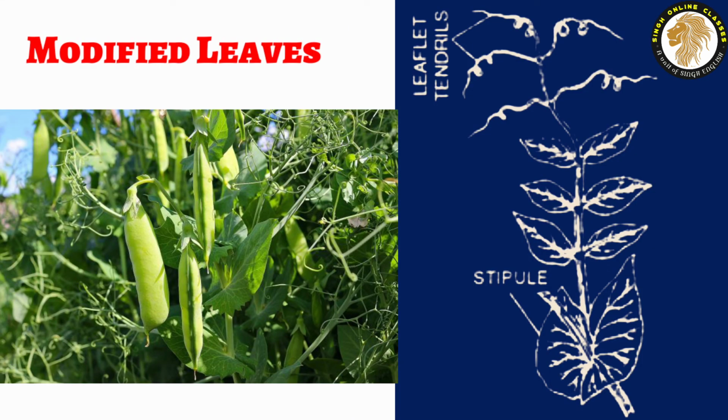Now move on to modified leaves. What are modified leaves? In certain plants, the structure of leaves is changed in a natural way. Such leaves are called modified leaves. See, spines and tendrils are modified leaves. The modified leaves perform some additional functions. So let's understand these functions.